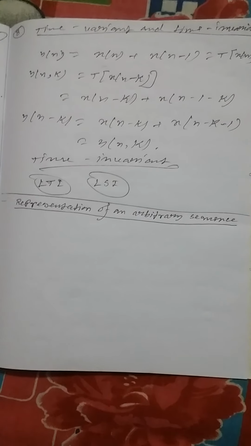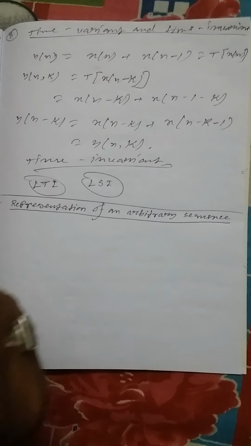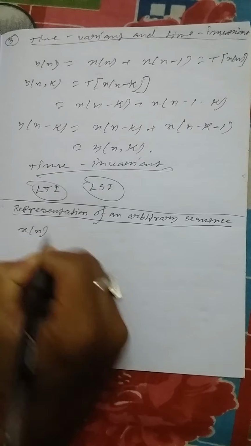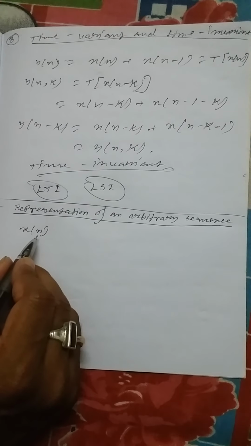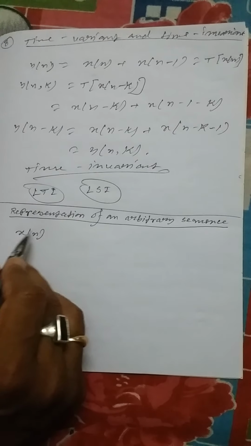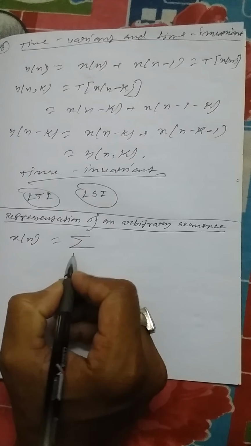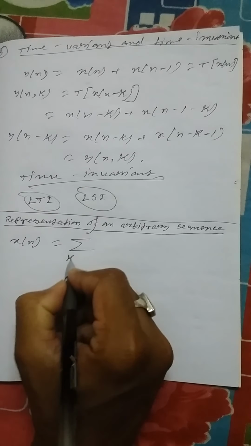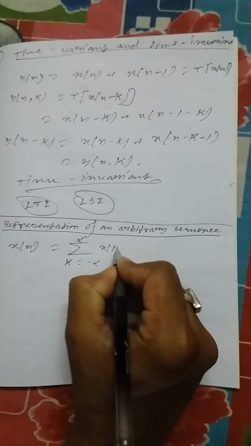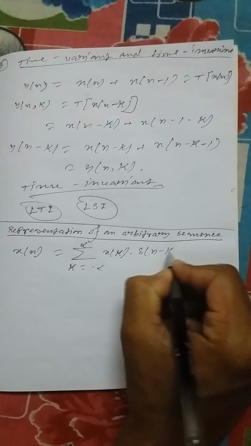Any sequence in the discrete time domain can be represented by x of n, where n indicates the discrete time index. So any signal x(n) can be represented by this formula: the summation over k equal to minus infinity to infinity of x of k into delta n minus k.